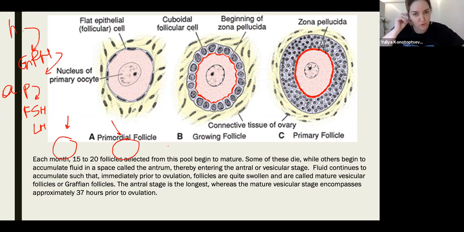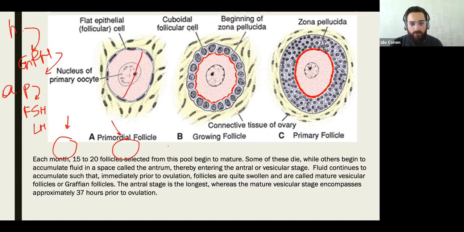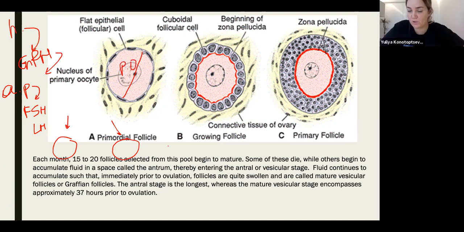How do we call the follicles that we have made during embryological development? Primordial. What does a primordial follicle consist of? Squamous epithelium. So first of all, inside of it, you will have the primary oocyte, and this primary oocyte is surrounded by the flat follicular cells, right? So squamous follicular cells.